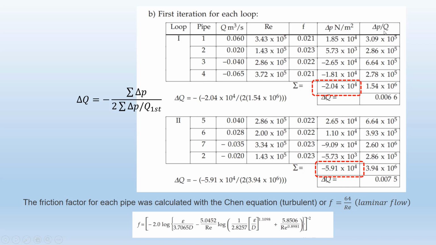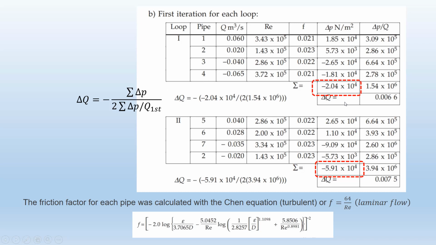The next step, you need to find the delta Pi over Q. So you have the delta P, you just need to find the delta Pi over Q. Keep in your mind that delta Pi over Q is always positive. Now, you have all delta Pi over Q, you can find the sigma delta Pi over Q, correct? And then you can find the delta Q for each loop.